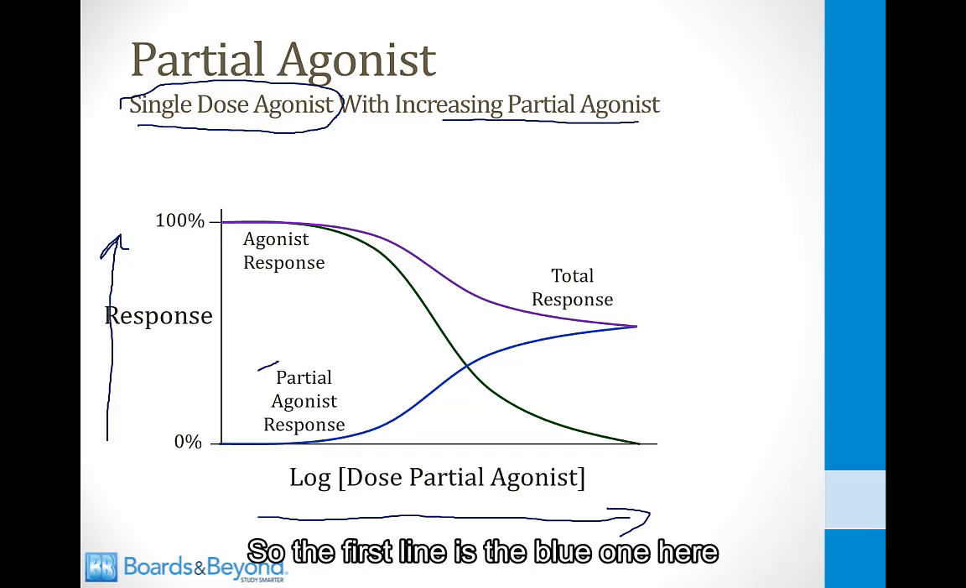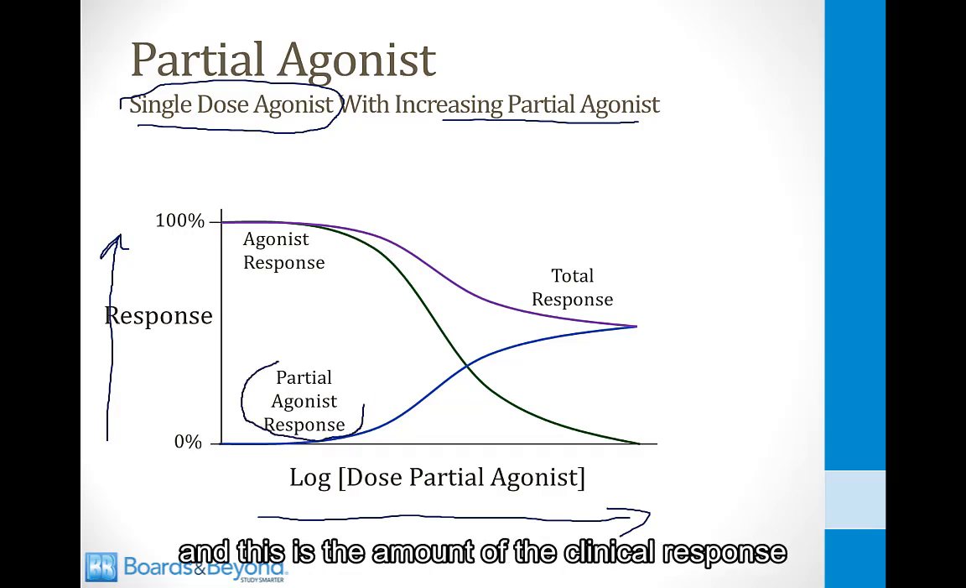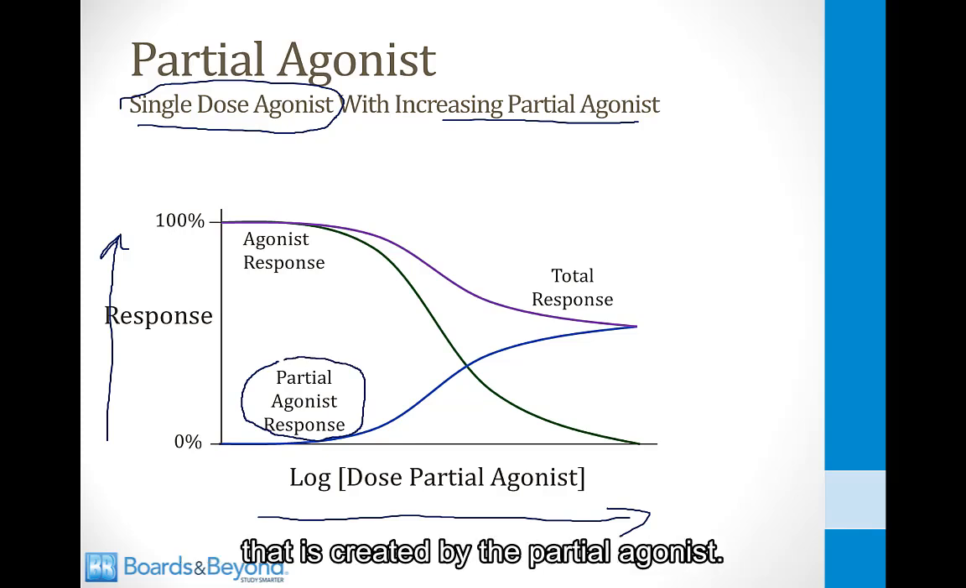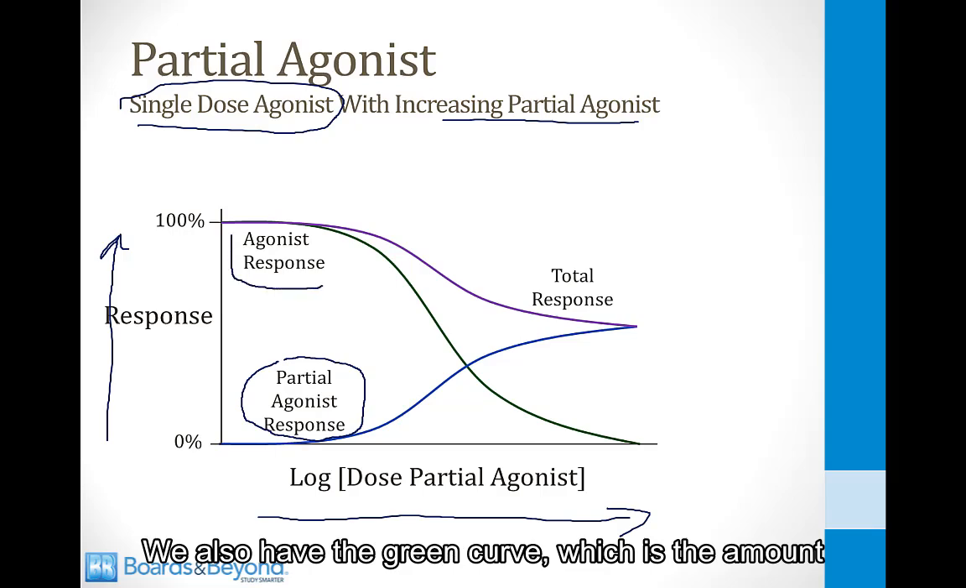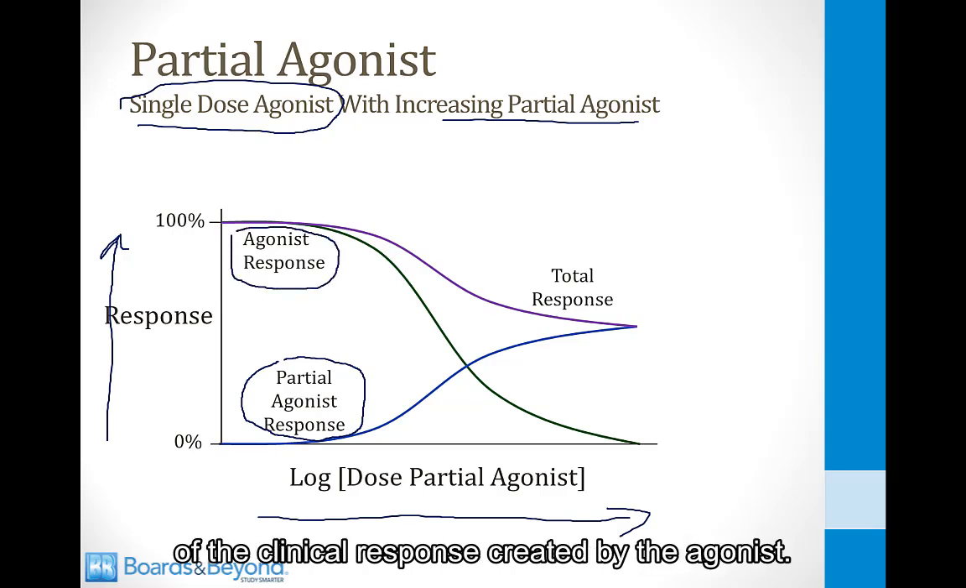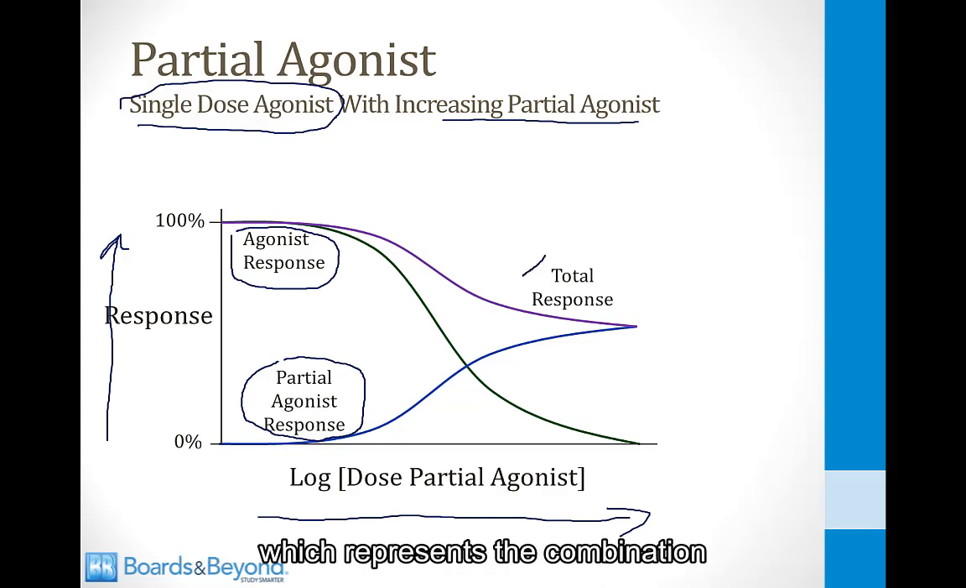So the first line is the blue one here, and this is the amount of the clinical response that is created by the partial agonist. We also have the green curve, which is the amount of the clinical response created by the agonist. And then we have a purple curve, which represents the combination of the two, or the total response.